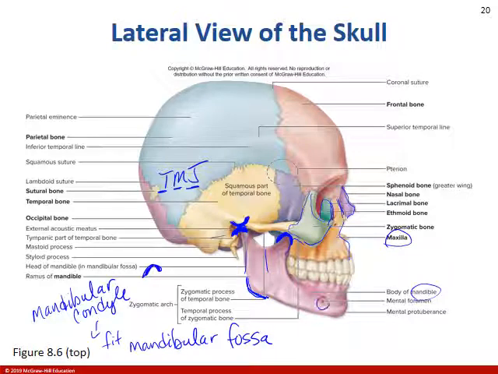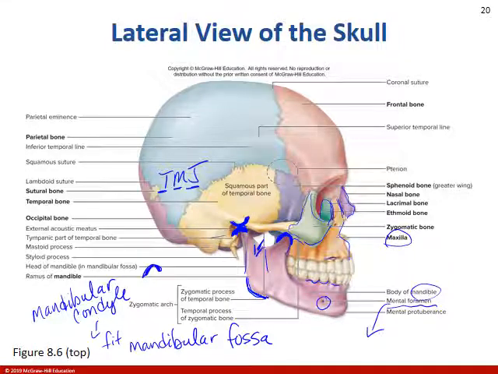We also have a mental foramen. Sometimes this is hard for us. We think of mental as head, but mental actually means chin. And then inside here, there's another foramen, and that's the mandibular foramen. So again, I urge you to go and look at APR for a better view.